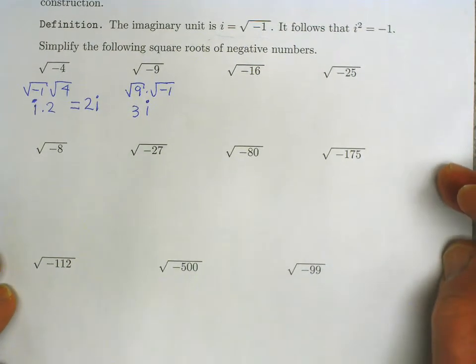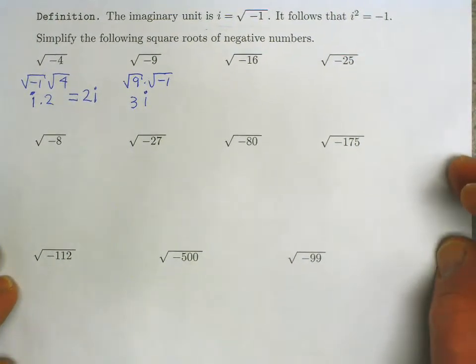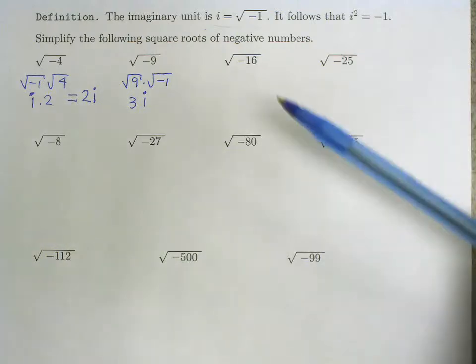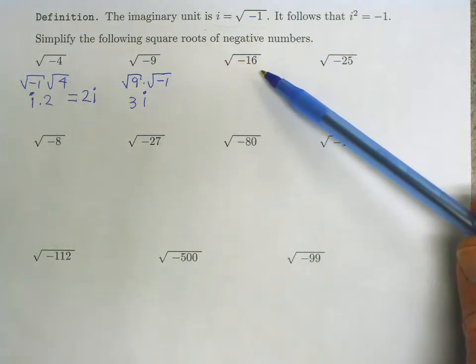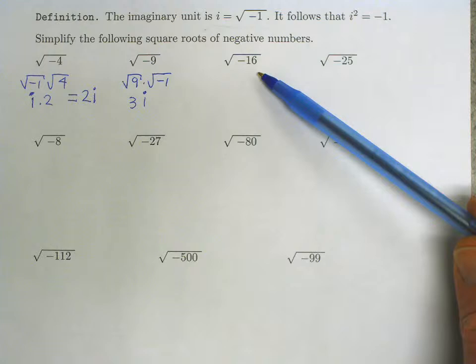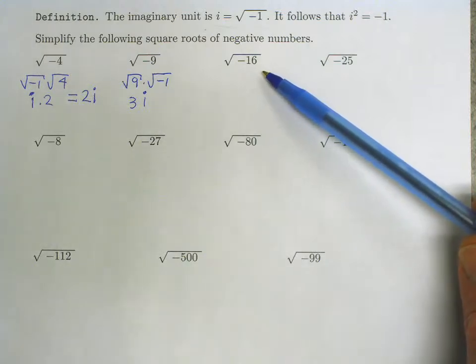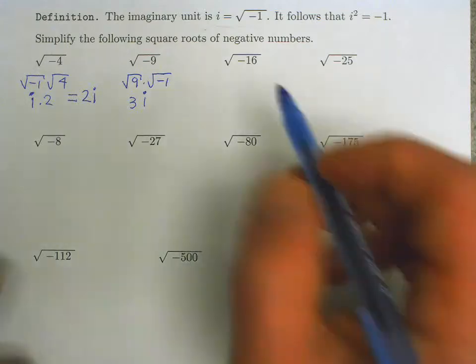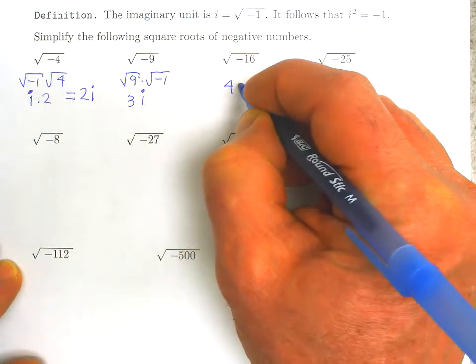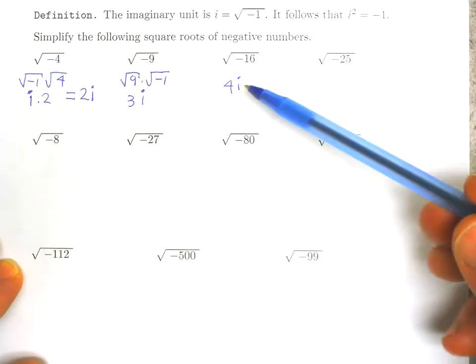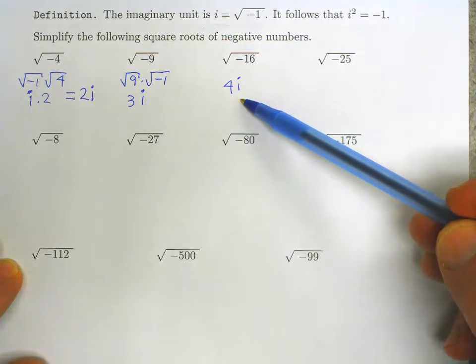Okay, after a while, and maybe already, you can tell by looking how to simplify the square root of a negative. So let's see if we can do this one without any preliminary work. The square root of -16, well, that's the square root of 16 times the square root of -1. And the square root of 16 is 4, and the square root of -1 is i. So this simplifies to 4i.